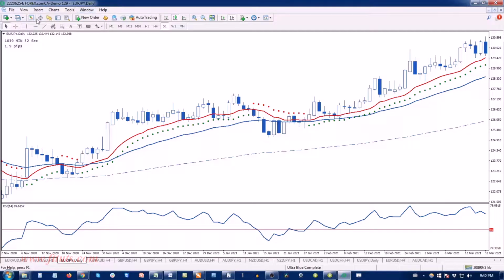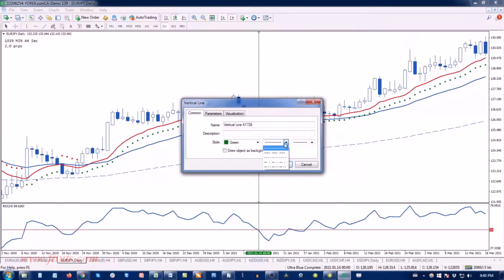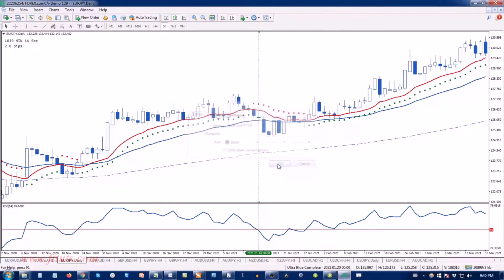So the next thing is the actual setup itself, and we get that setup right here. Now I'm going to change this vertical line to a dotted line. That way we can see through the line to the actual price itself. And this is where the market touches the 34 EMA. So at this point right here where this vertical line is, we are good to be looking for a long trade. Price has pulled back to touch the 34 EMA.